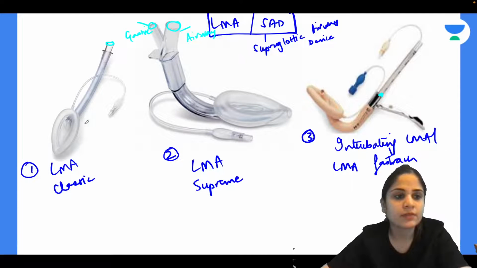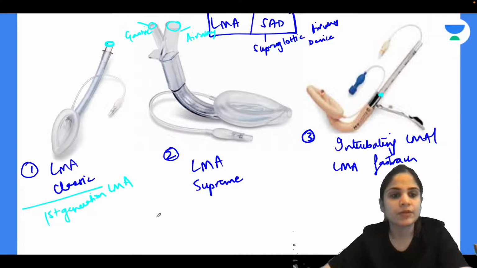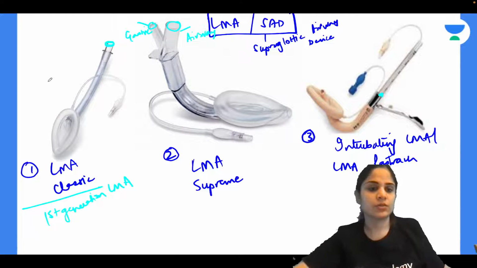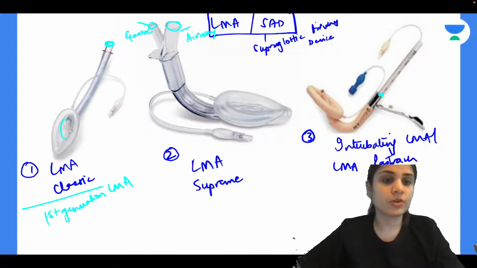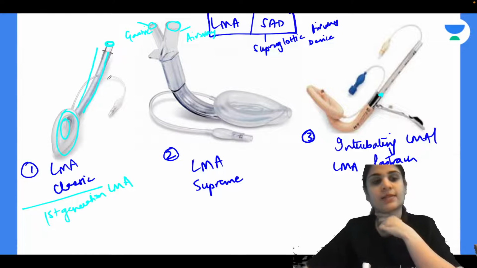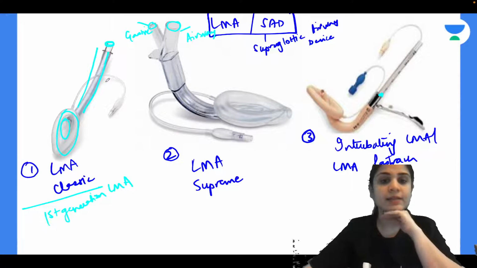The only one which has 1 opening over here is your first generation LMA, or LMA Classic. So if in the exam you ever need to identify LMA Classic or first generation LMA, it's very easy. You can see that this is the cuff or the bowl of the LMA, and from there you just see one single tube coming out, and that is your first generation LMA, LMA Classic. So it is easy to identify.